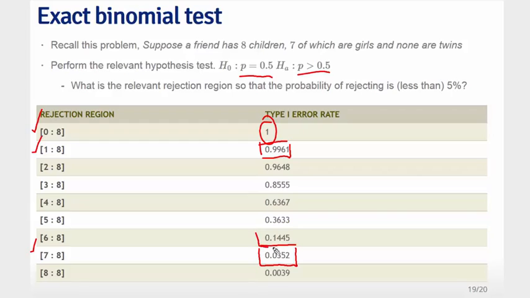Notice we can't get it exactly equal to 5% because there's a jump. If we set the rejection region to be 6 or higher, it's 14%. If we set it to be 7 or 8, it's 3%. If we set it to be 8, in other words, you would only reject the hypothesis of a fair coin if in fact the coin came up heads all 8 times, well, then you would have a type 1 error rate of 0.004.